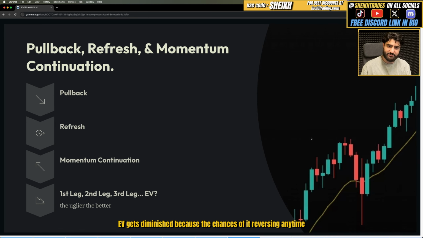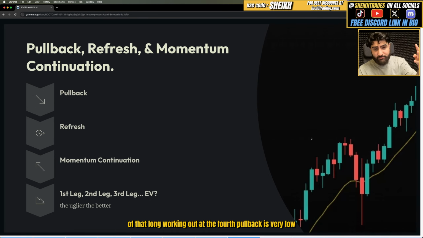EV gets diminished because the chance of it reversing anytime, which is very normal, is higher than the amount of money I could make. So I'm now chasing a move, and what do I always say about chasing? You're either going to win small or you're going to lose a lot of money. And that's why they're low EV trades. The expected value of that long working out at the fourth pullback is very low, whereas the expected value of the first leg, the first pullback, going for a continuation is very high.